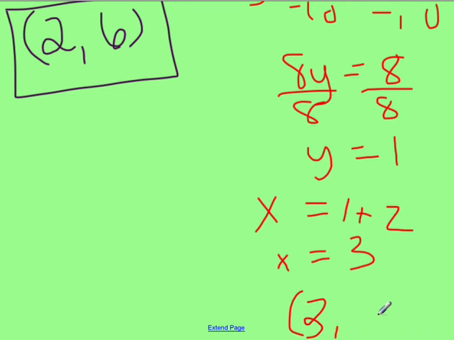So now I'm going to write that out as a coordinate point. First my x, and then my y, which is 1. So I get the coordinate point 3, 1.